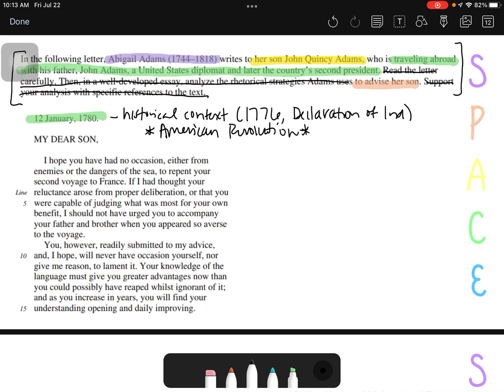If I had thought your reluctance arose from proper deliberations, or that you were capable of judging what was most important for your own benefit, I should not have urged you to accompany your father and brother when you appeared so averse to the voyage.